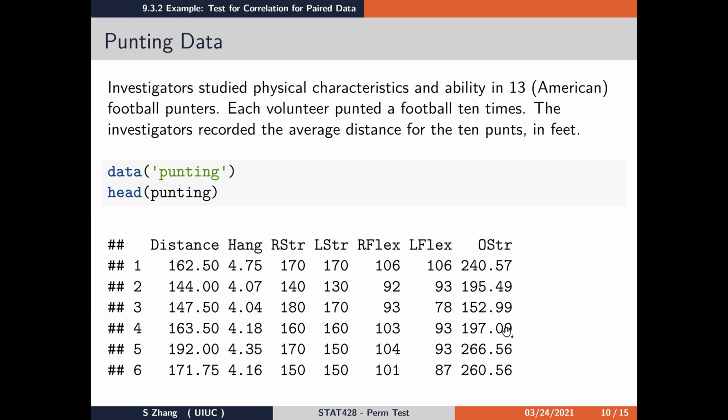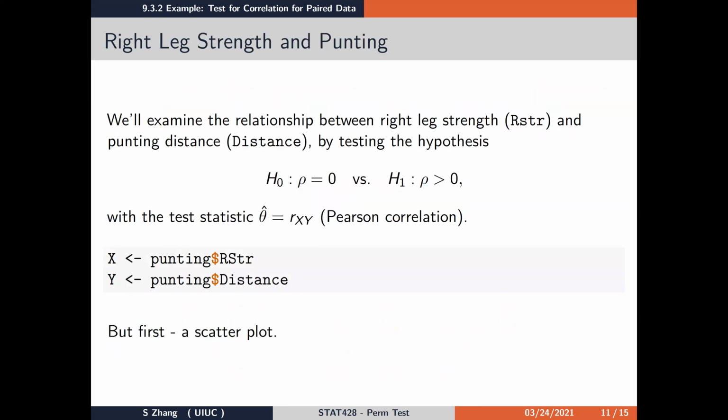Here, I am just printing the first few rows of this data frame. You can see that the data frame contains multiple columns, but the two we will look at are the distance column, which corresponds to the average distance for the 10 punts, and the RSTR column, which is their right leg strength. We'll examine the relationship between right leg strength, RSTR, and punting distance.